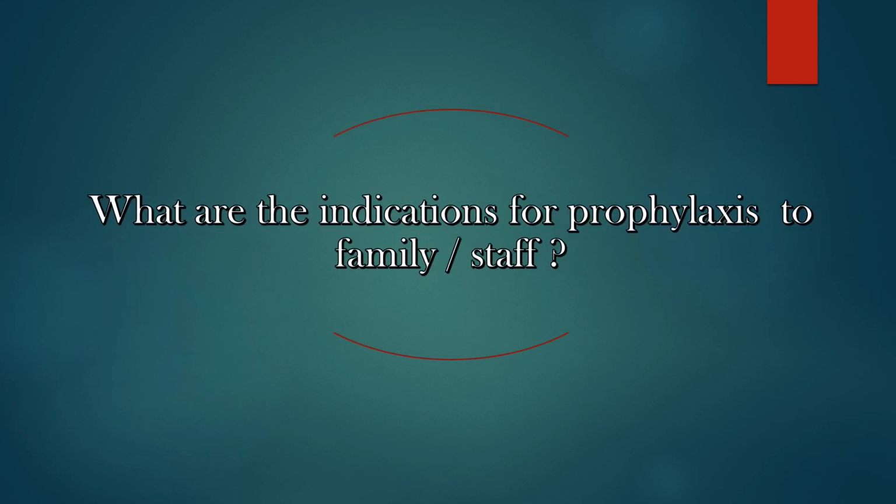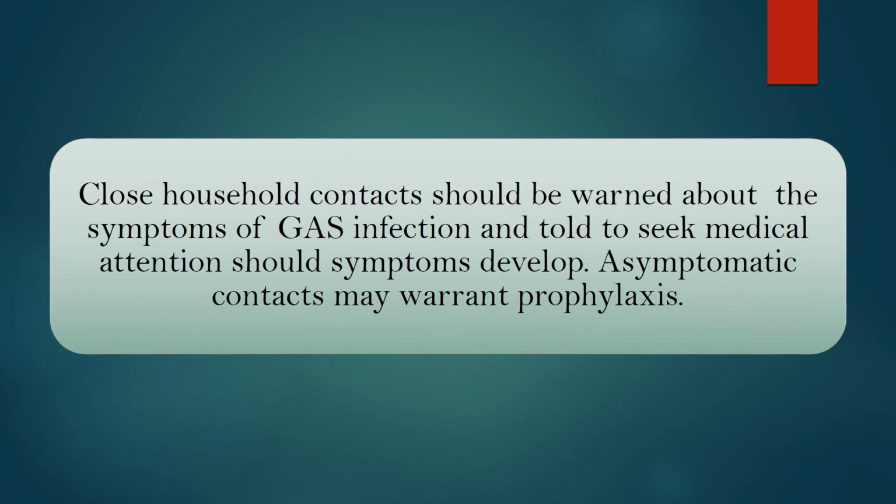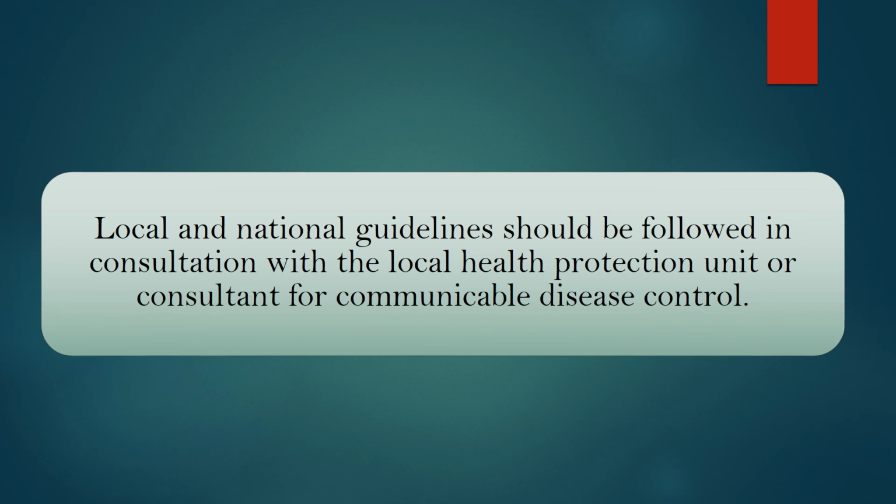What are the indications for prophylaxis to family and staff? Close household contacts should be warned about the symptoms of Group A Streptococcus infection and told to seek medical attention should symptoms develop. Asymptomatic contacts may warrant prophylaxis. Local and national guidelines should be followed in consultation with the local health protection unit or consultant for communicable disease control.